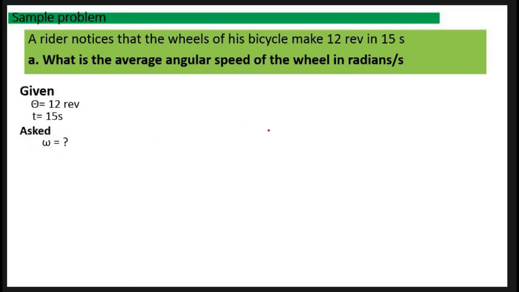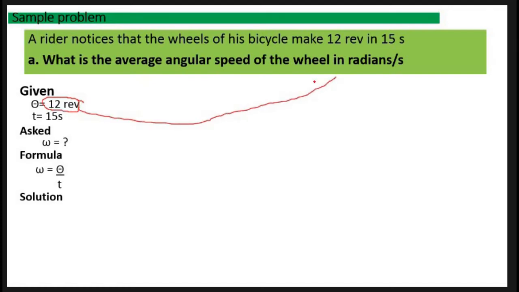Now, what do we have here? The formula. Okay, so we found out that the formula for angular speed would be the angular displacement divided by the time interval. And you have to use this formula in order to solve the problem. But take note that we have to find the average angular speed, and the unit must be radians per second. And here for angular displacement, this is 12 revolutions. So we have to convert first this 12 revolutions into radians.